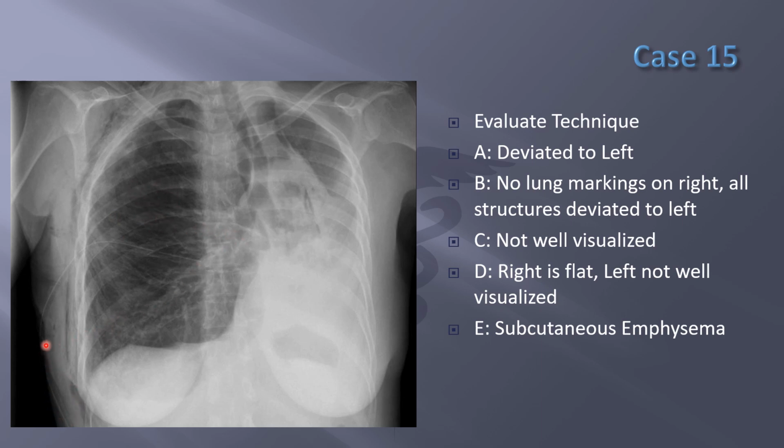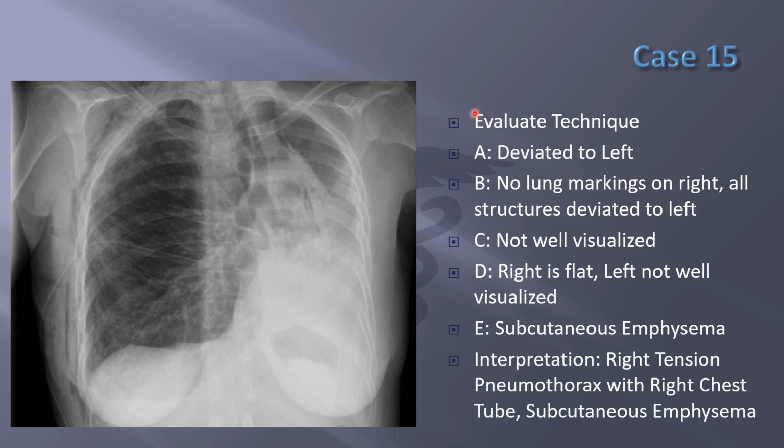You also see a chest tube here in the left side. So they're attempting to reinflate this lung by putting this chest tube in to evacuate this air so all this lung structure can come back over. So this is a right tension pneumothorax with a right chest tube and subcutaneous air. With this chest tube in, you should see the structure improve rather quickly.